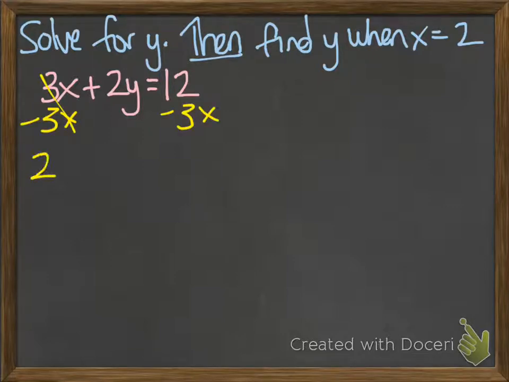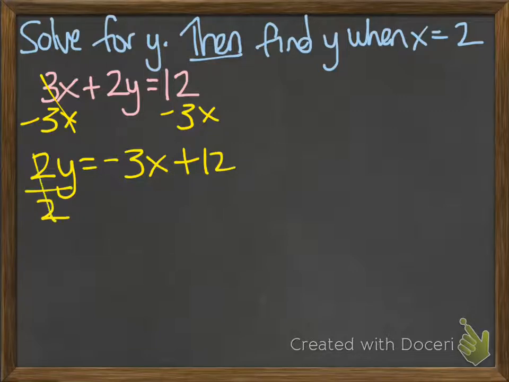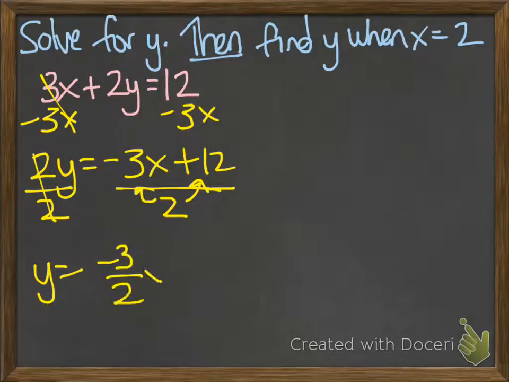So we're going to get 2y equals negative 3x plus 12. And now to get y by itself, we need to undo that multiplication of 2, so we're going to divide both sides by 2. Again, dividing both terms by that 2, we get negative 3/2 x plus 12/2, but 12/2 is 6.